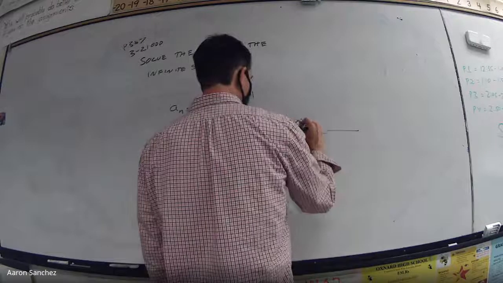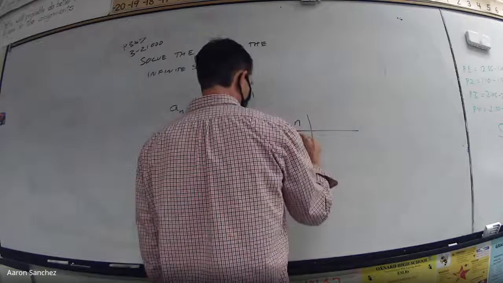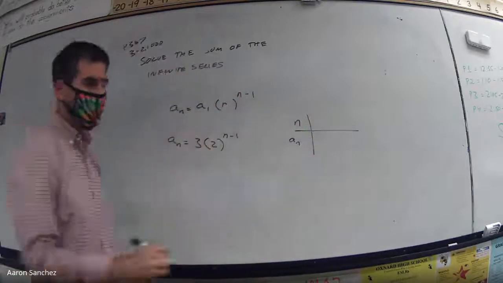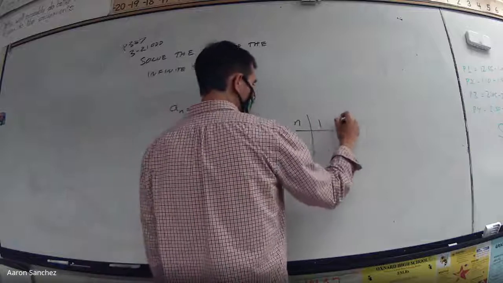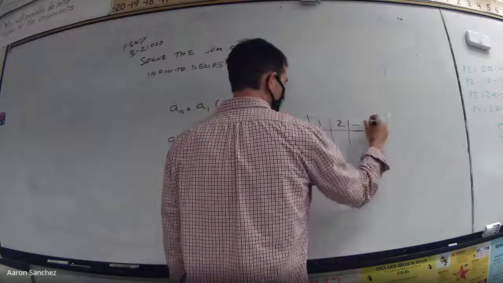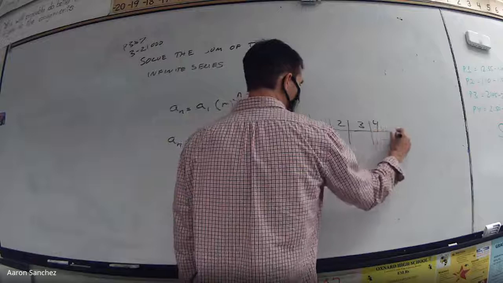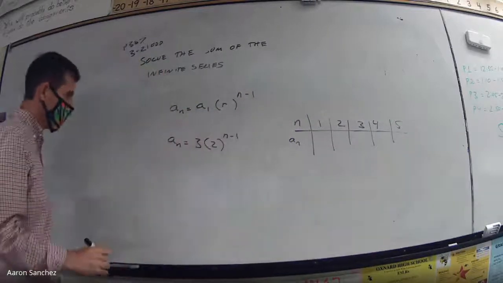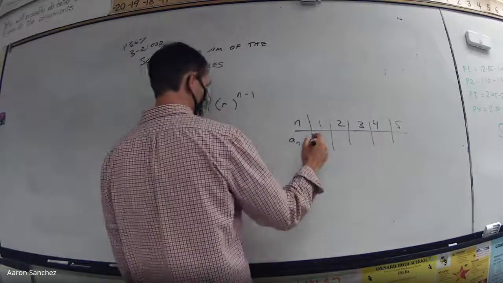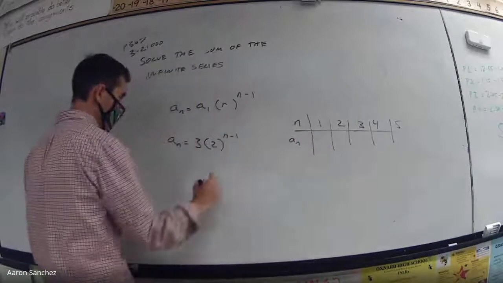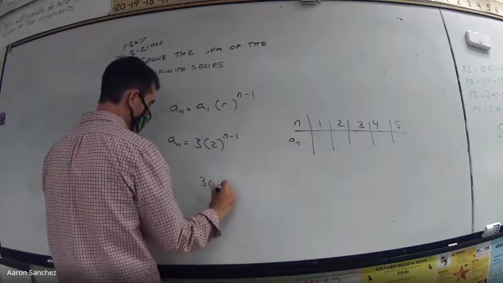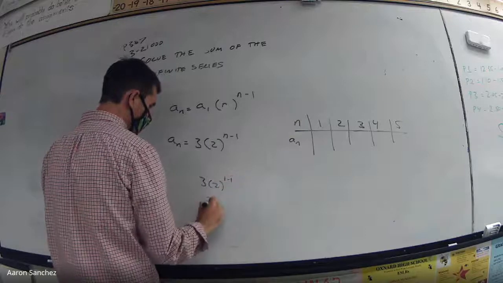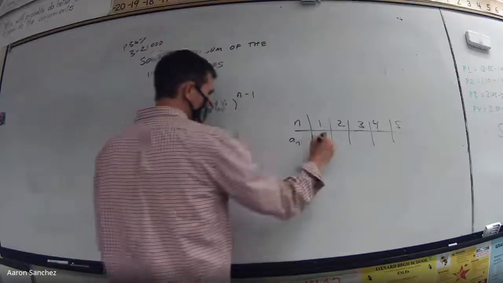We have here the term, the rule, and we go here: what is the first term? What is the second term? What is the third term? What is the fourth term? What is the fifth term, right? And we say, the first term we plug in 1, right? 3 times 2 to the 1 minus 1 is 3 times 2 to the 0, which is 3.